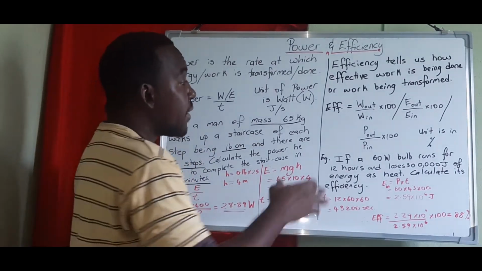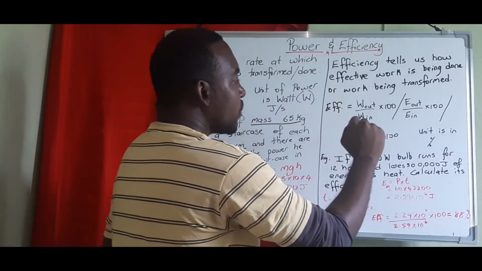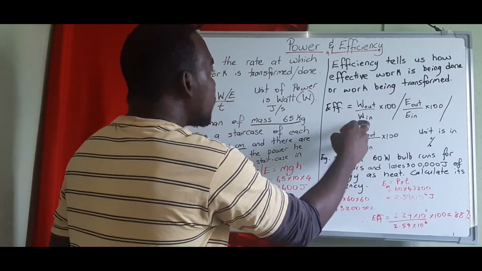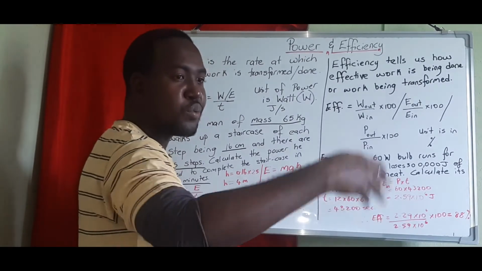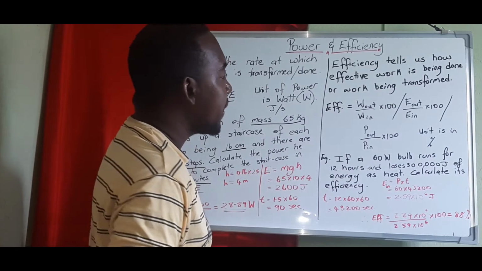So therefore, we have three equations for efficiency, which is the work output by the machine, or by whatever is going to do the work, over the work input, right? So we're putting in the work, what work will be produced out, times by 100, right?